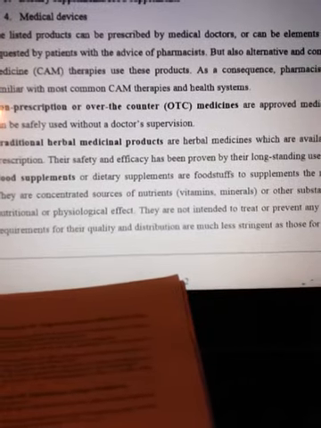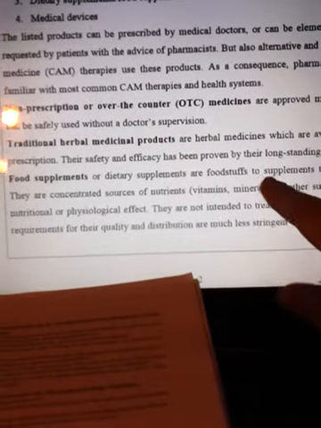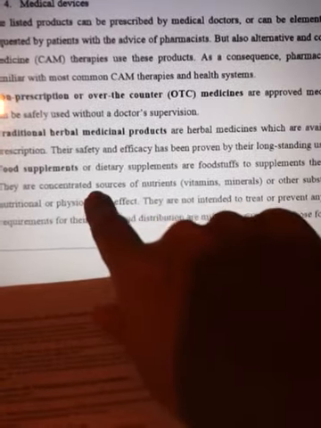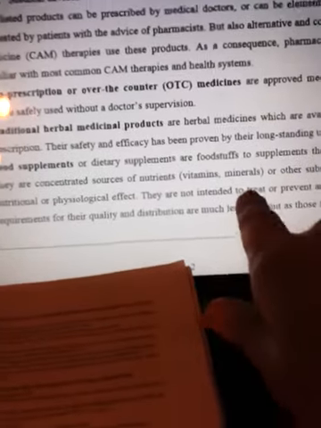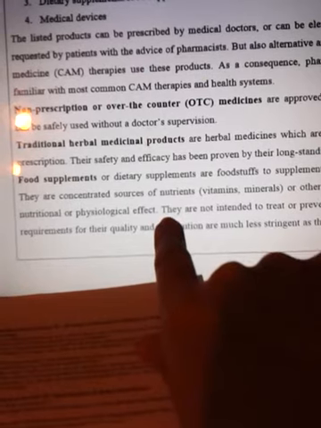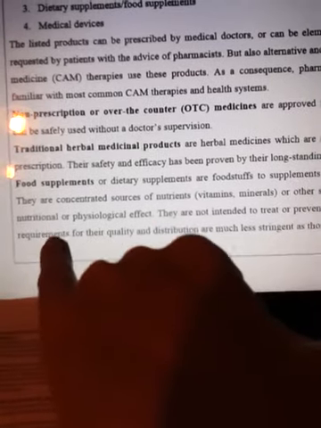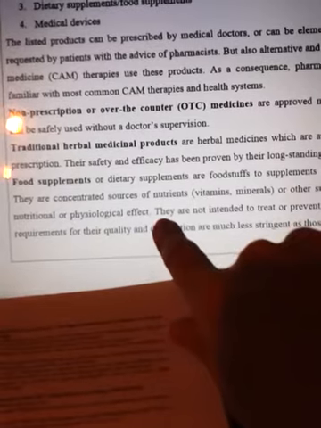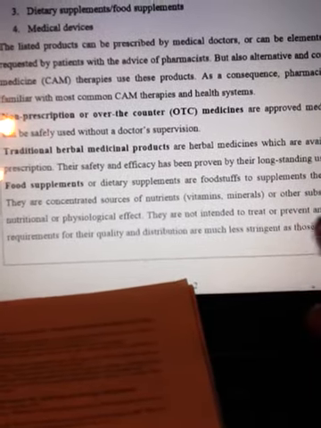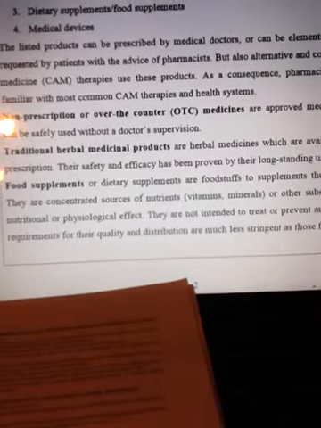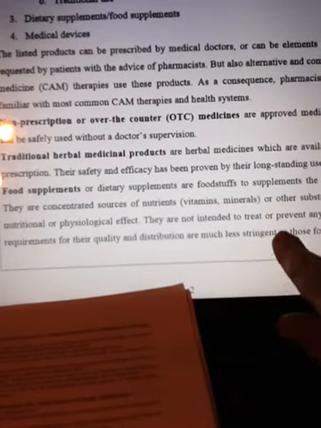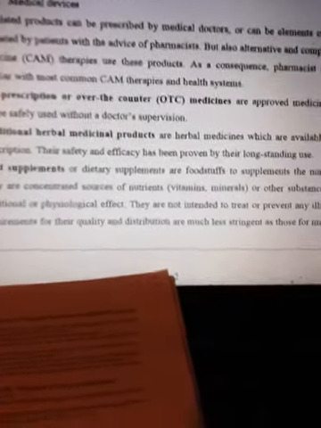Food supplements or dietary supplements are foodstuffs that supplement the normal diet. They are a concentrated source of nutrients, vitamins, minerals, or other substances with a nutritional or physiological effect. They are not intended to treat or prevent any illness. The requirements for their quality and distribution are much less stringent than those for medicines.